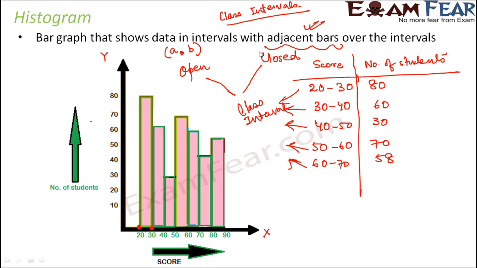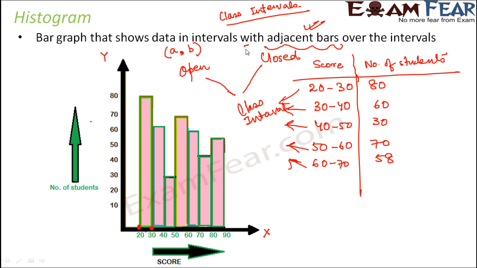Whereas in a closed class interval, both the limits are also included. So if you say that 20 to 30 is a closed class interval, you are trying to say that students who scored 20 or more than 20, less than 30 or equal to 30, that means both the values 20 and 30 are also included in that interval.